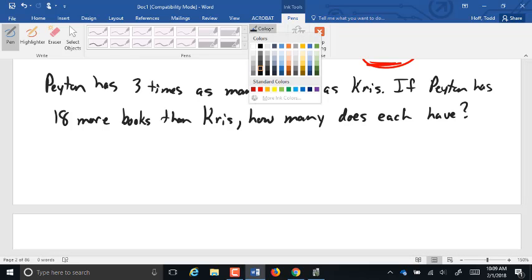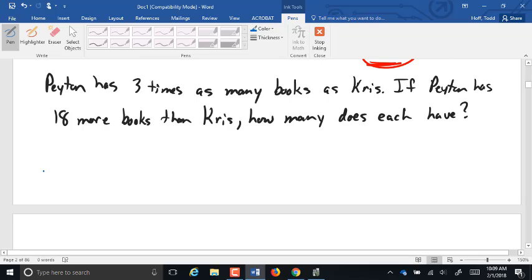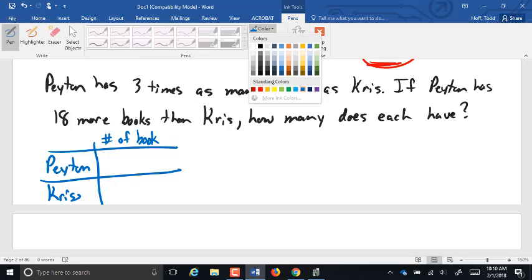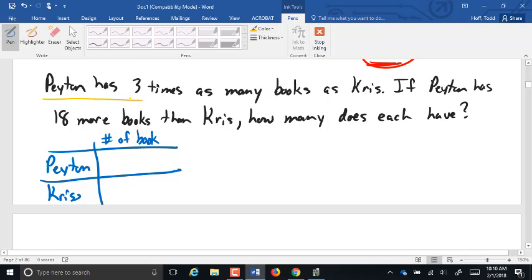There's actually a couple of different relationships here. But let's go ahead and look through. We're trying to find the number of books for Peyton and for Chris. And I'm going to start off with that first line up here. Peyton has 3 times as many books as Chris. So that tells us there is a relationship between them.